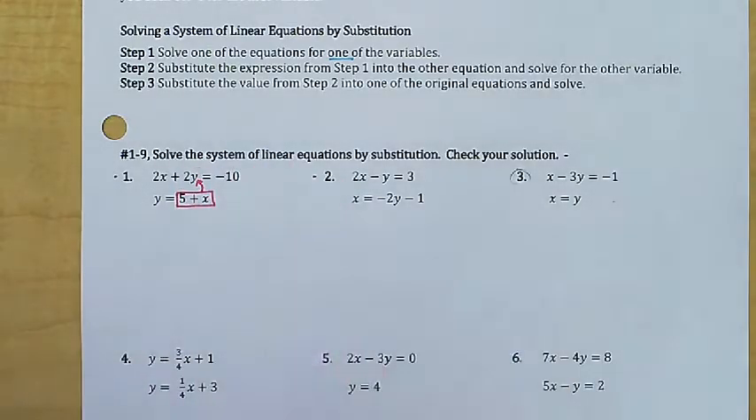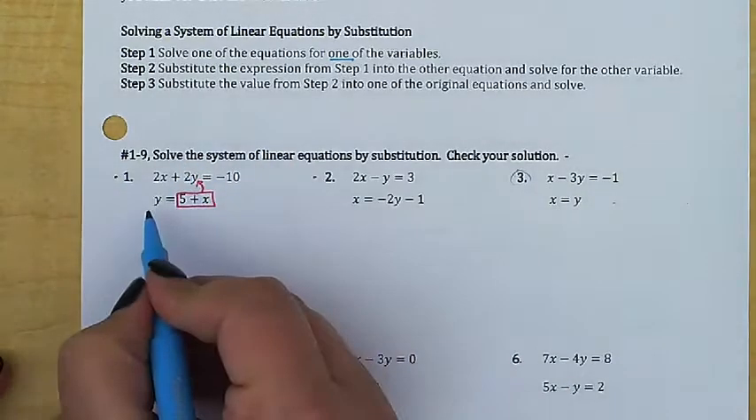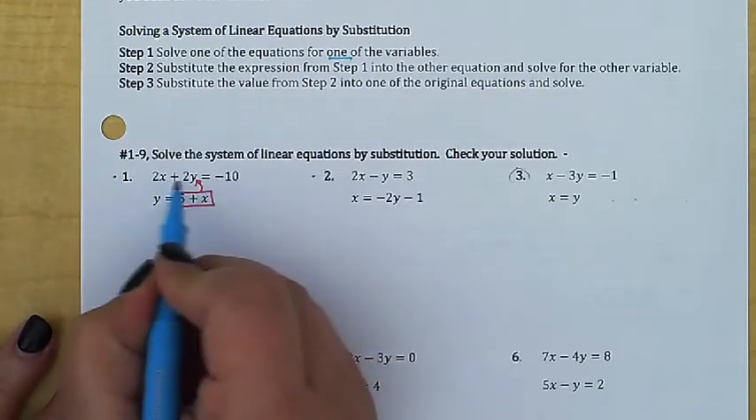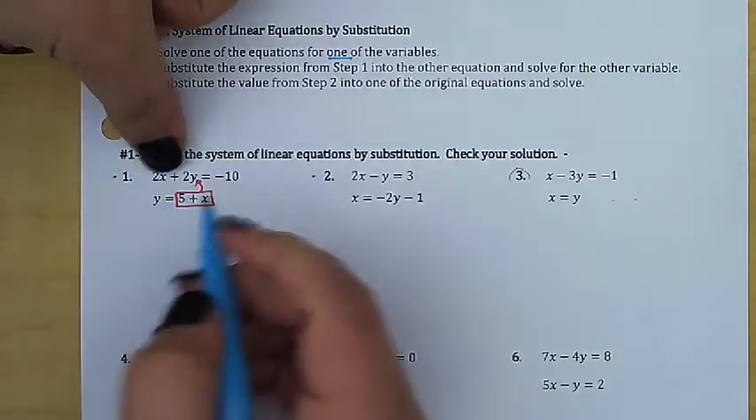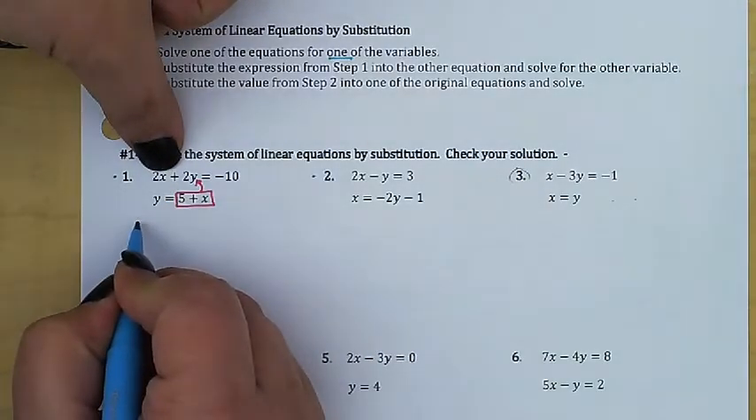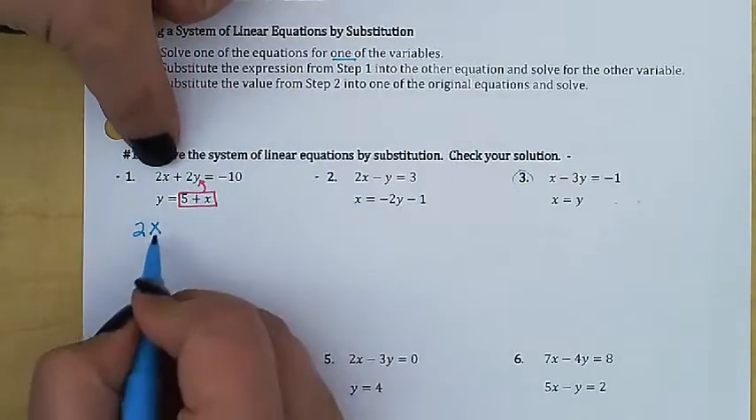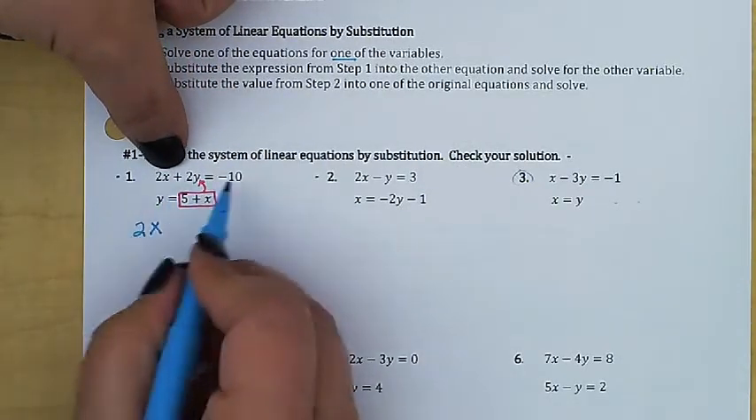So that's what we're going to do. If this is already by itself and we're ready to rock and roll here, we're going to rewrite the other equation, the one that's not solved, and I'm going to copy it exactly the way it was. I don't want to change this equation. I want to definitely preserve what it equals.